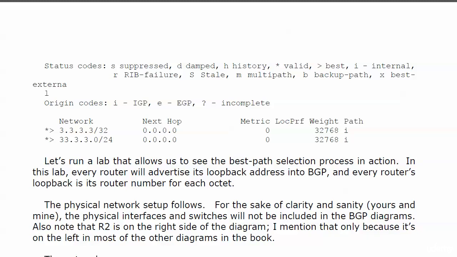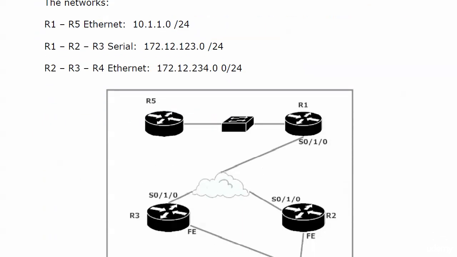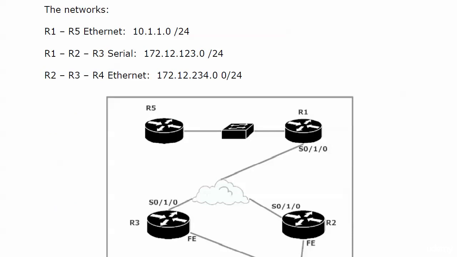Now, first I'm going to show you the physical network setup. And for the sake of clarity and sanity of everyone involved, I'm not going to show you the physical interfaces and the switches in the BGP diagrams because these get pretty detailed and we don't need the extra drawings in there. And I strongly suggest you write this network out, and I'll show you the full physical network in a moment. I know it's not all on screen, but I want to point out the networks to you.